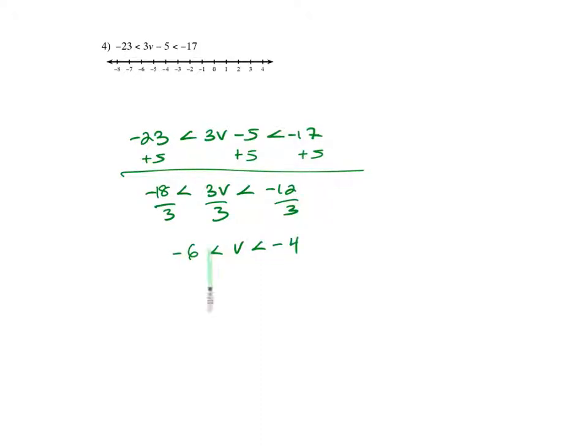And as you can see here, I'm not flipping the signs. Why? Even though this number is negative, the number that I'm dividing by in every space is positive. So -6 is going to be open, -4 is open, and it's everything in between.